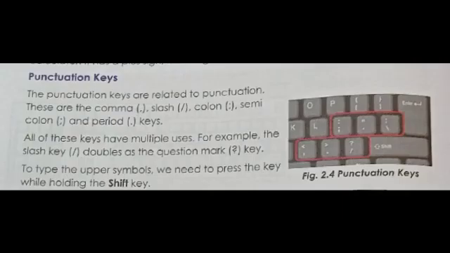Punctuation keys are related to punctuation. These are the comma, slash, colon, semicolon and period keys. All of these keys have multiple uses. For example, the slash key doubles as the question mark key. To type upper symbols, we need to press the key while holding the shift key.